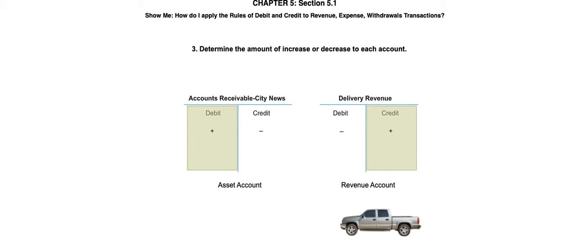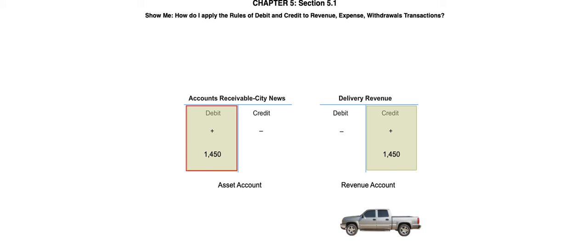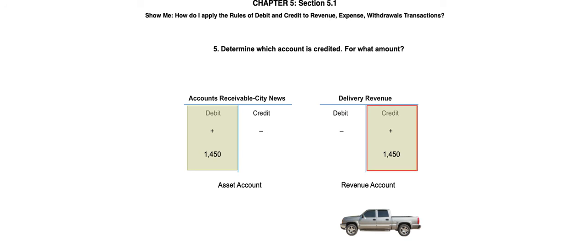3. Determine the amount of increase or decrease to each account. Accounts receivable City News is increased by $1,450. Delivery revenue is increased by $1,450. 4. Determine which account is debited and for what amount. Since accounts receivable City News is increased and it is an asset account, it must be debited for $1,450. 5. Determine which account is credited and for what amount. Since delivery revenue is increased and it is a revenue account, it must be credited for $1,450. Did you apply the rules of debit and credit correctly?